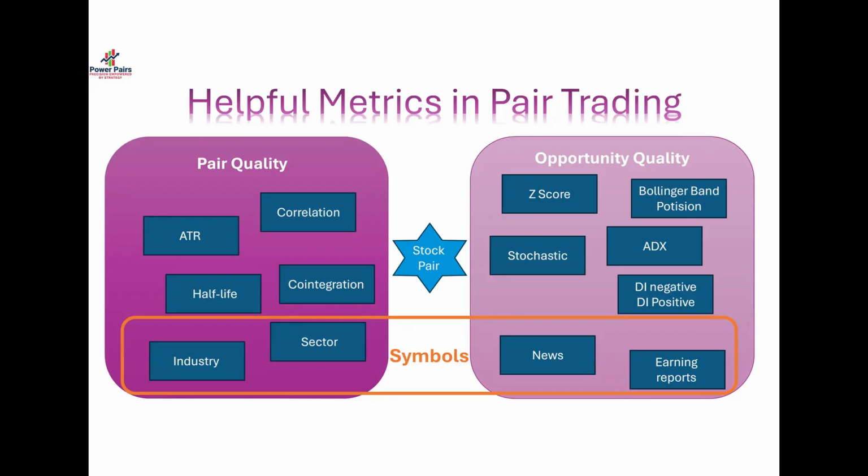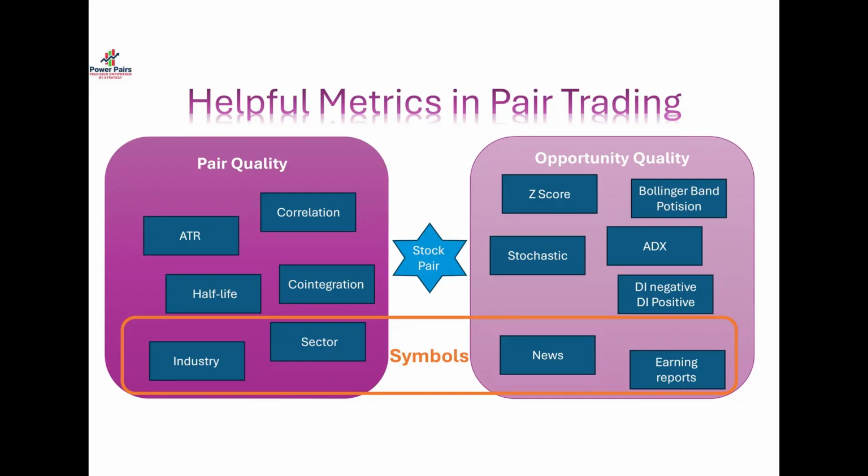Now, let's go over the metrics in the second category, the quality of the opportunity. These metrics help us evaluate whether the current deviation is strong, reliable, and suitable for entering a trade. Z-score measures how far the current spread is from its historical mean in standard deviations. A higher Z-score indicates a stronger statistical deviation and a clearer trade setup. Bollinger Band position shows whether the ratio moved outside the Bollinger Bands. A close outside the band is often the trigger that indicates a meaningful divergence.